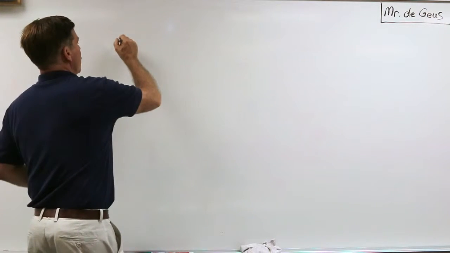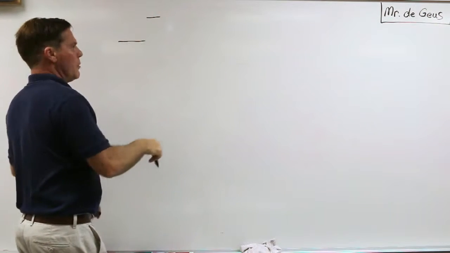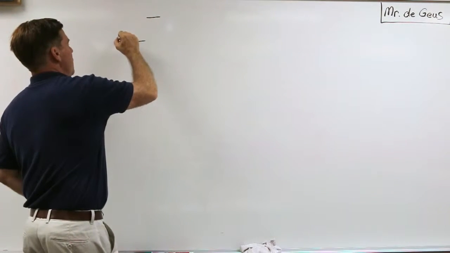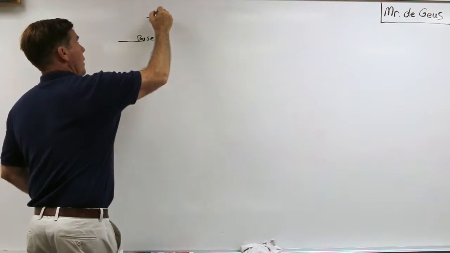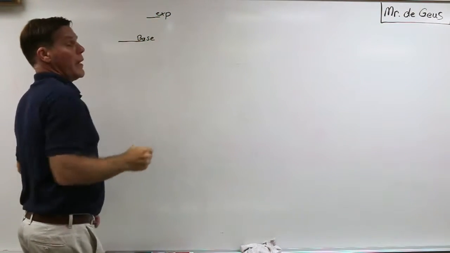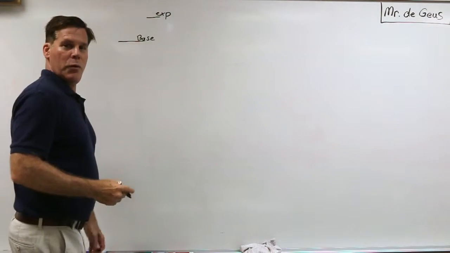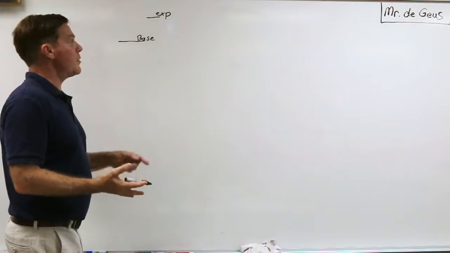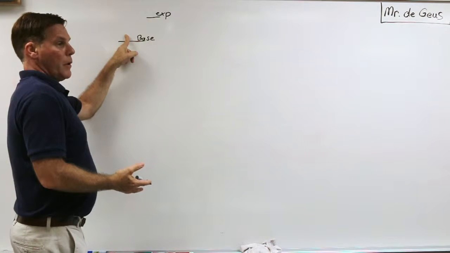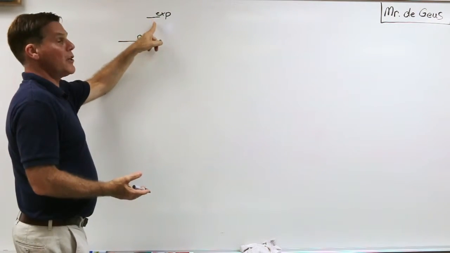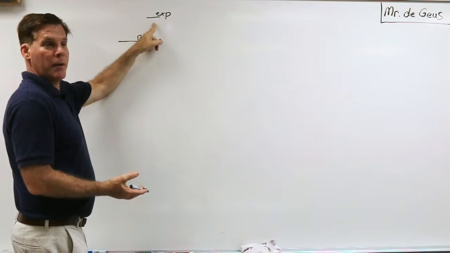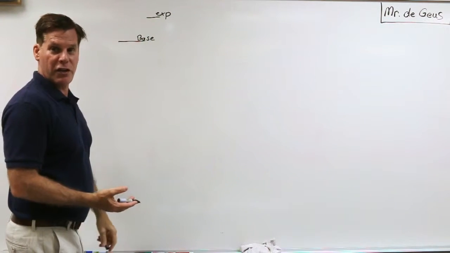But we need to know two things. There are kind of two numbers. This number right here is called my base. And this number up here is my exponent. And when we use exponents, whatever the base is, that number will not change. The exponent will tell me how many times I will multiply the base by itself.